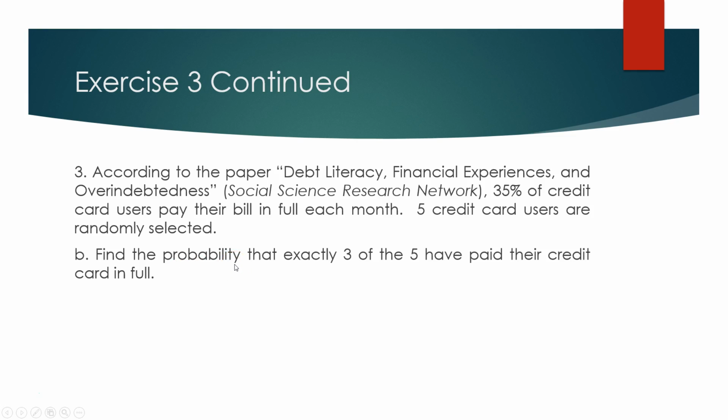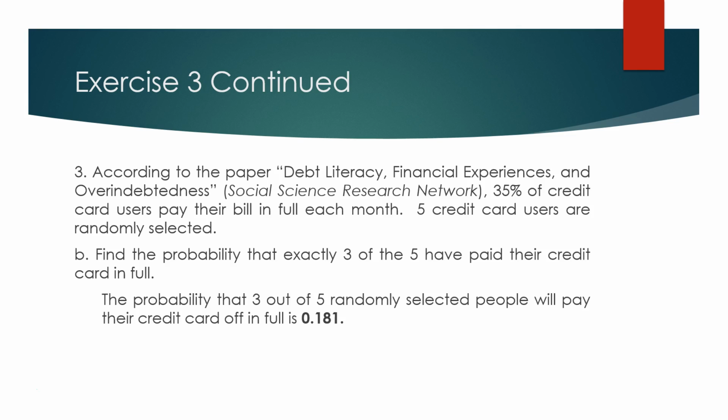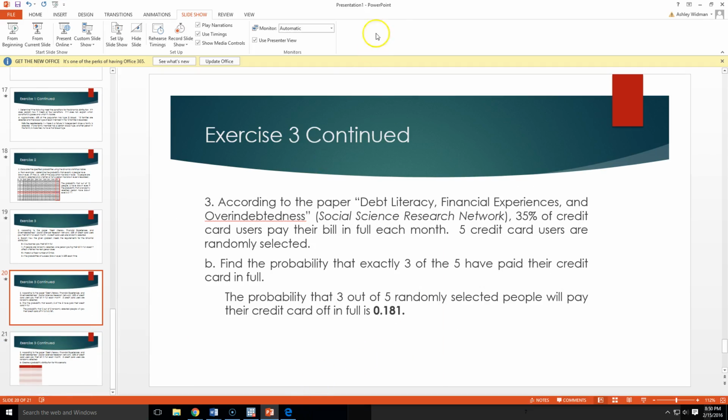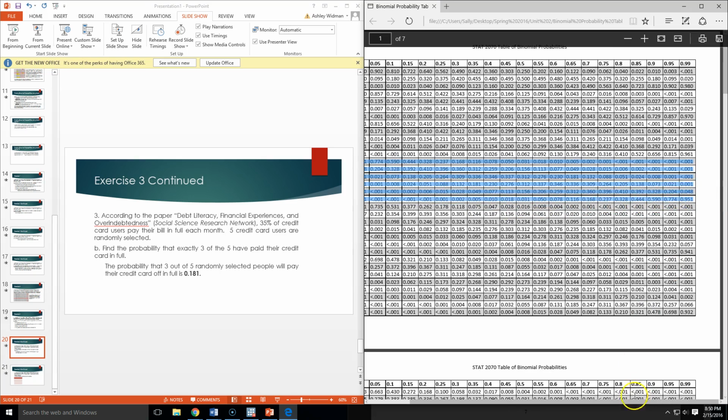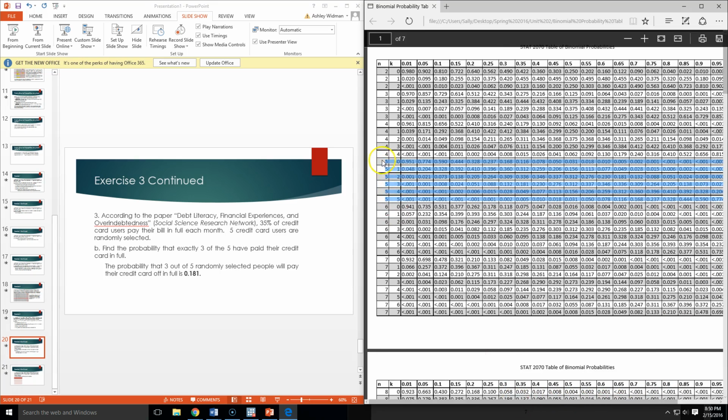So this is again going to be using the statistical tables to begin. The probability that 3 out of 5 randomly selected will pay is 0.181. So again, I'm going to demonstrate this here. I want to go to 5 for our number of trials. There's 6 rows that have a 5 for number of trials because you can have 0 successes all the way up to 5 successes. We are specifically interested in having 3 successes.